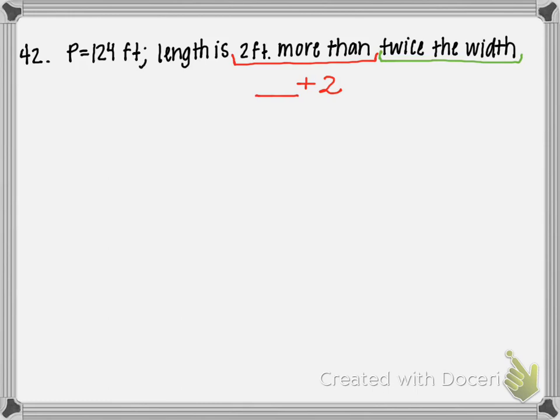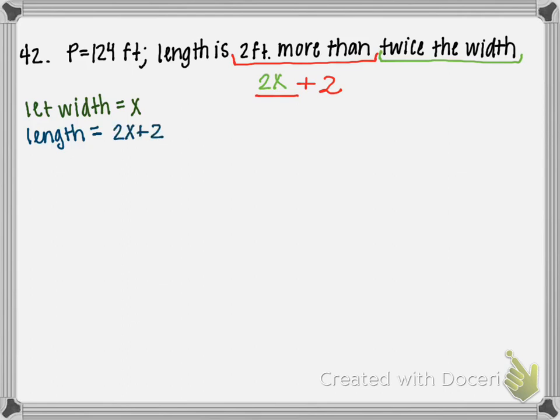So off to the side, we can let our width equal our x. And then we can write an expression for our length. So twice the width would be 2 times x. So that means that the length is 2 feet more than twice the width. So that would be 2x plus 2. So I'll plug that in for our length expression over here.